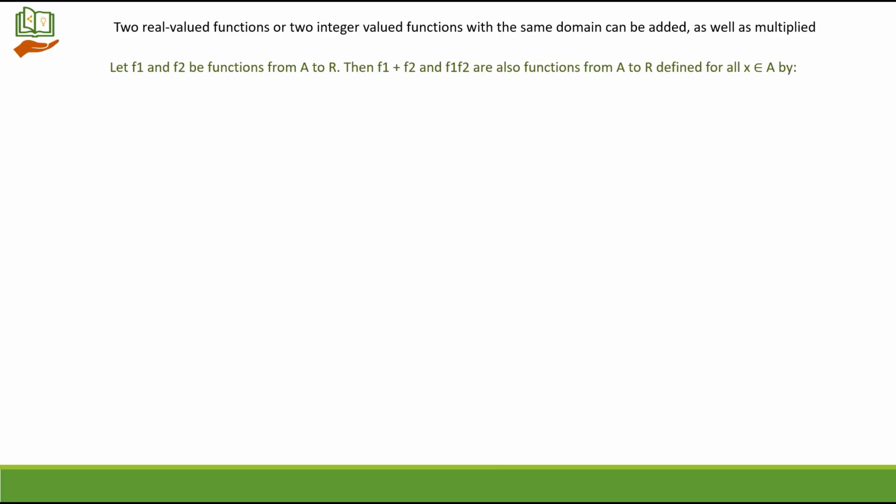belongs to A by (f1 plus f2) of x is given by f1 of x plus f2 of x. Then the product (f1 into f2) of x is given by f1 of x into f2 of x. So you are applying this particular value to each of the functions. That is what you can see in the right hand side of both the equations.